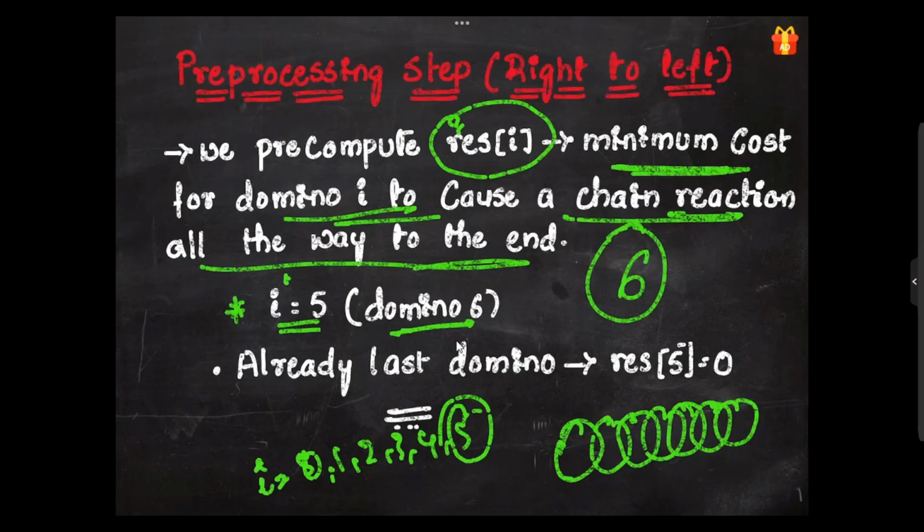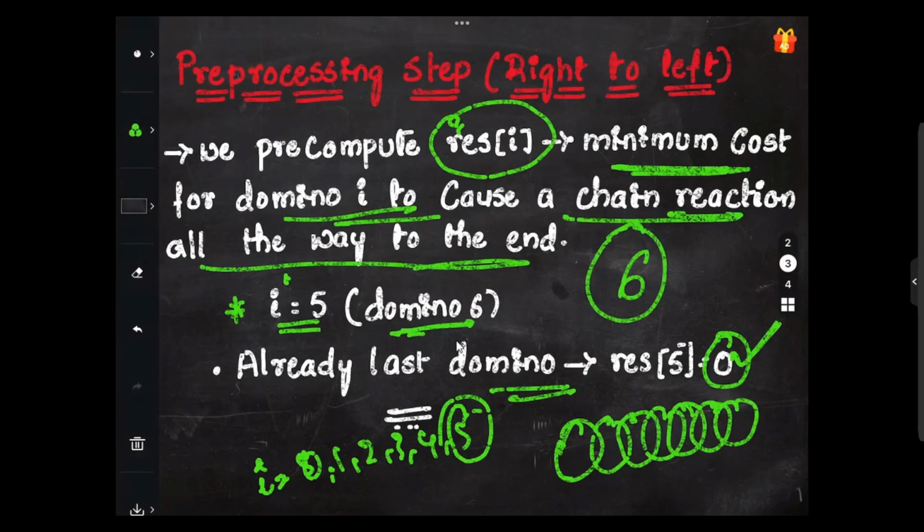First, we will consider i equals 5, nothing but domino 6. Already this is the last domino. Result of 5 is 0, because i equals 5 is given. Just remember this one: for i equals 5, domino 6, result of 5 is 0.